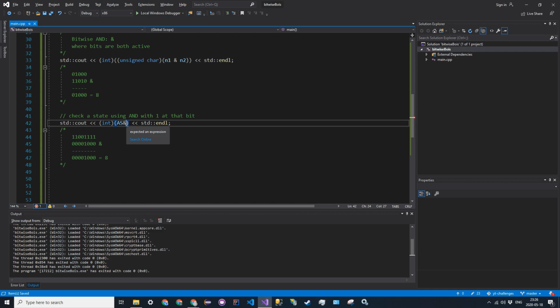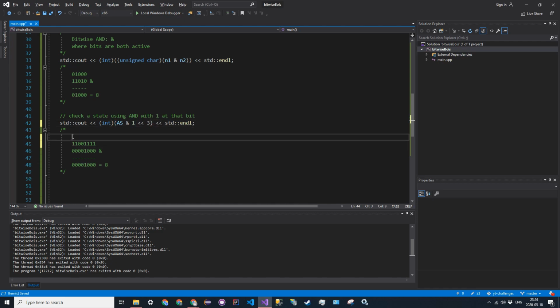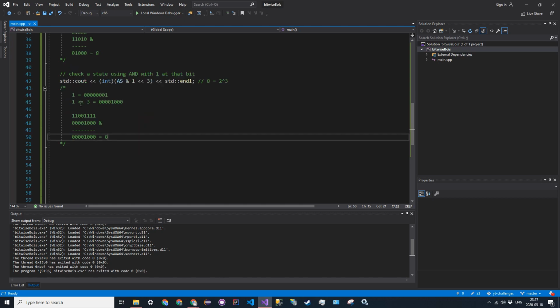The way we're going to write that in code is AS, the active state, bitwise AND, and then how are we going to get this? We're essentially going to take a 1 and left shift it by 3 bits. So a 1 is equal to 0, 0, 0, 0, 0, 0, 0, 1. And then if we left shift that by 3, we're going to get 0, 0, 0, 0, 1, 0, 0, 0. So we're essentially just shifting the 1 over by 3. That is how you can check a state using AND.